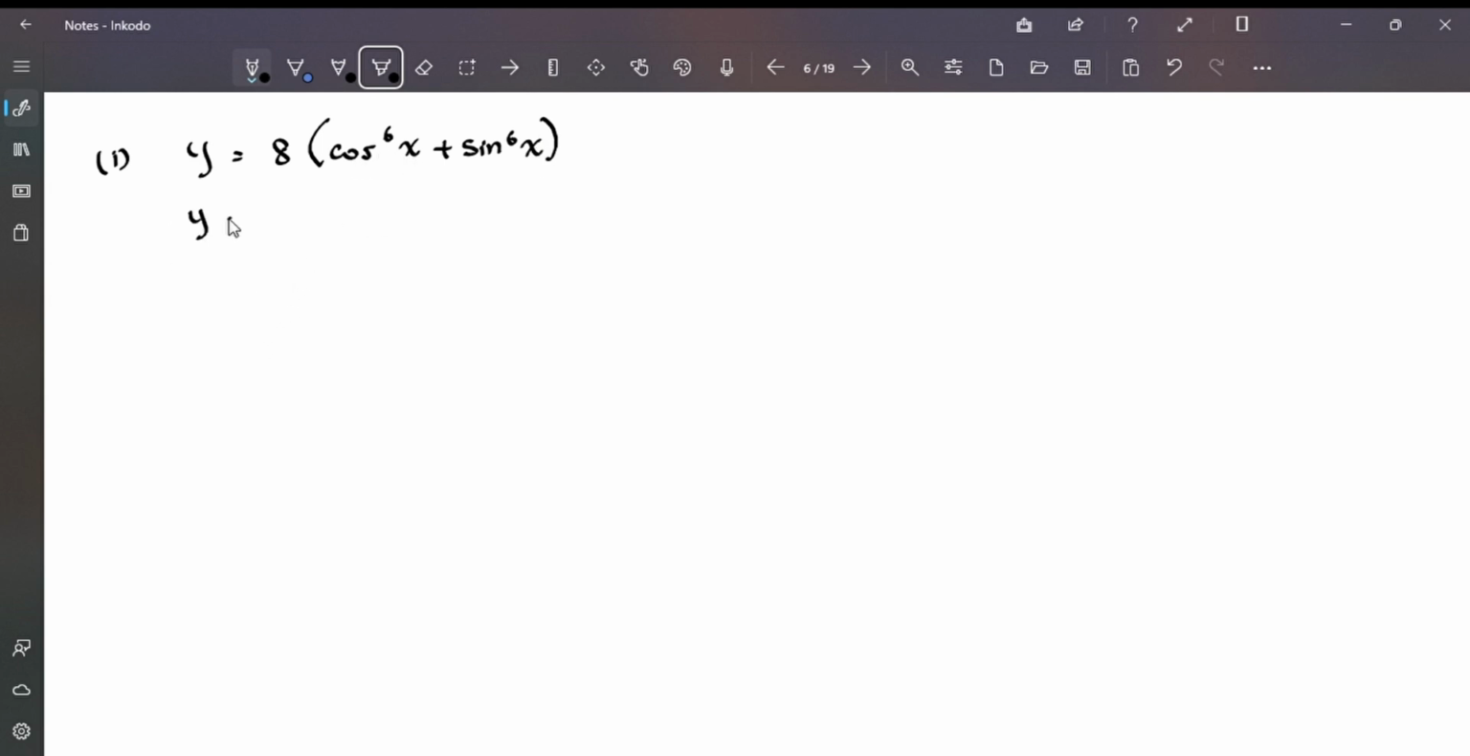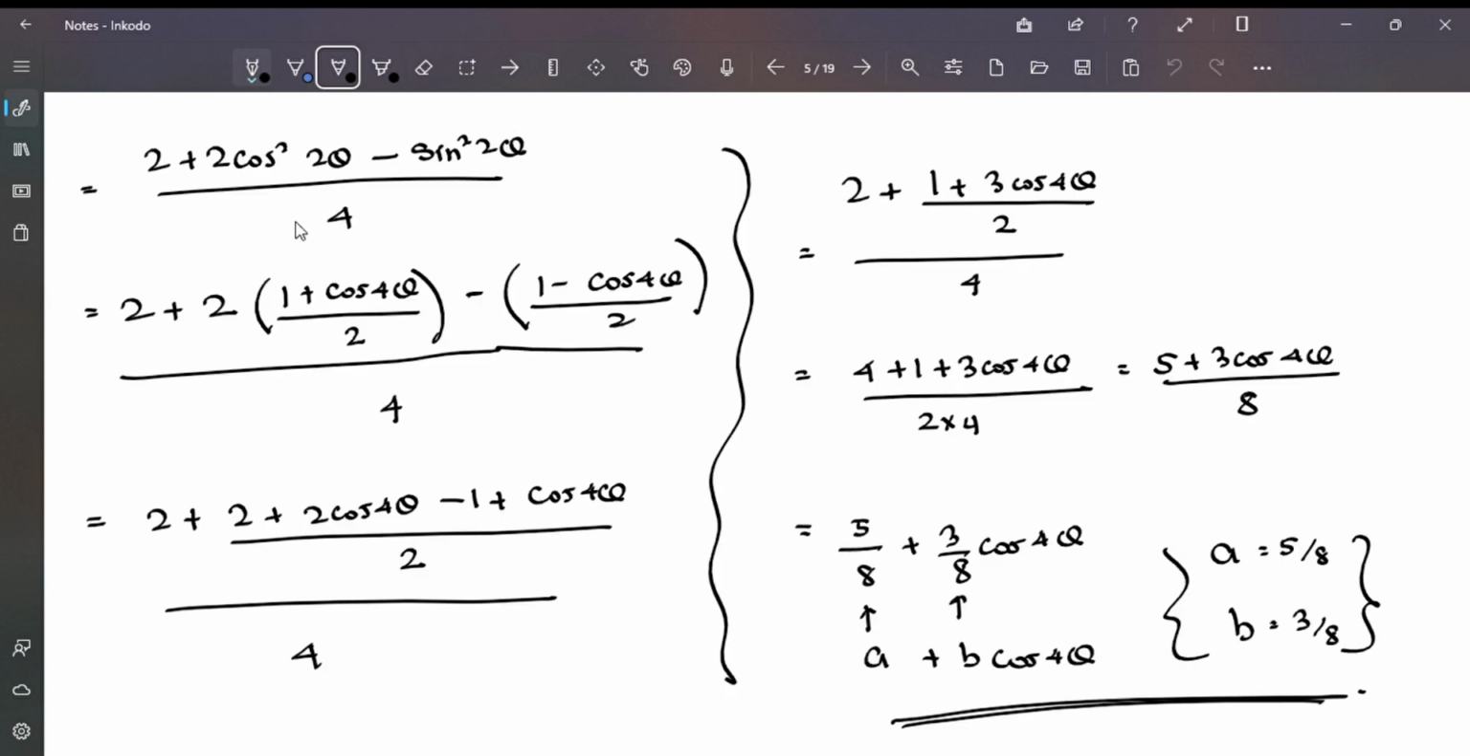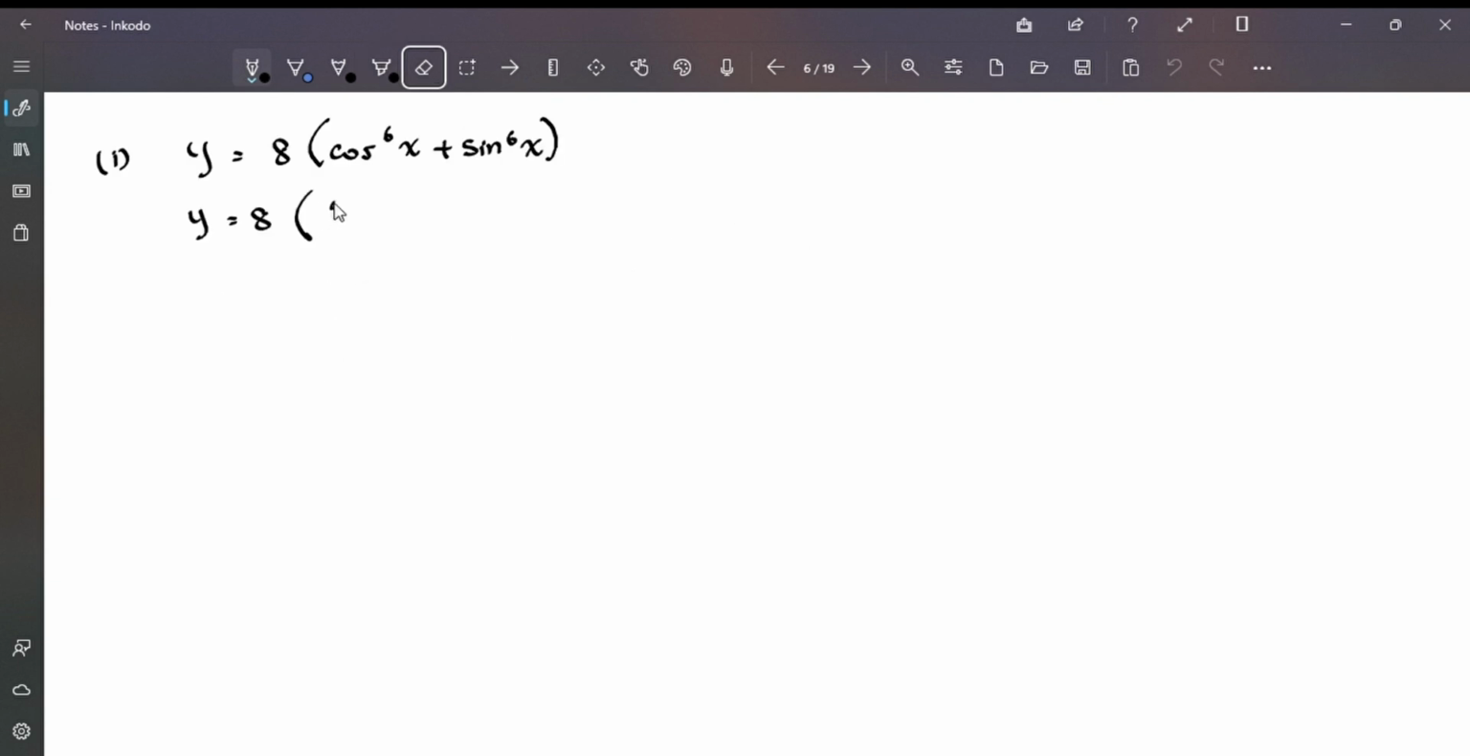Now you already know cos to the power 6x plus sin to the power 6x, that is by the previous question, 5 over 8 plus 3 over 8 cos 4x. 8, 8 and 8 cancel off, which means y equals 5 plus 3 cos 4x.